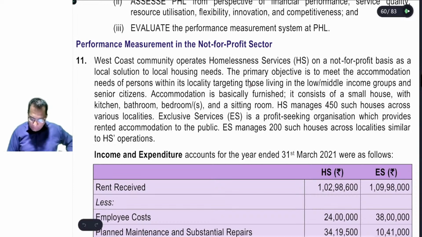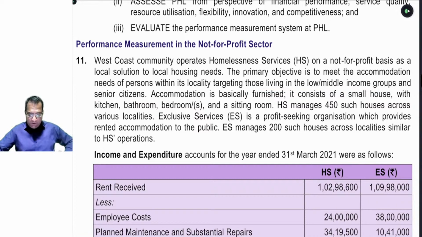The primary objective, this is very important to check the effectiveness level. The primary objective is to meet the accommodation need of person within its locality, targeting those living in the low middle income group and senior citizen. Once again, read out this primary objective. What is the primary objective of HF?